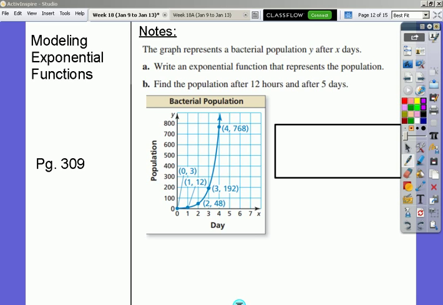Okay, so with this modeling question, it says, write an exponential function that represents the population, find the population after 12 hours and after 5 days. So we know that our exponential functions take the form y equals a, b to the x. You should always be able, from this point on, to look at a graph of an exponential function and tell me right away what the equation is that goes with that graph.